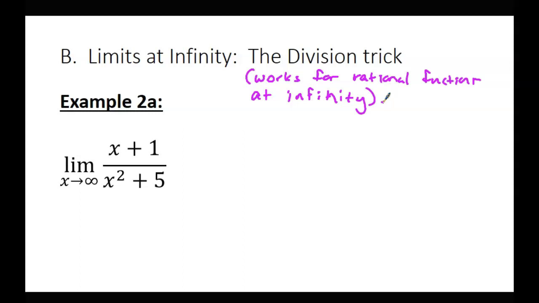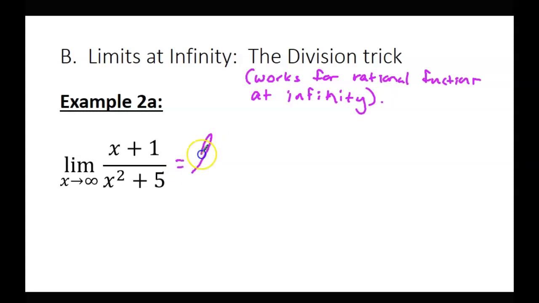Here is the division trick. Ready? You're going to divide every term by the term in the denominator that has the biggest power. So what term in the denominator has the biggest power? X squared. So I'm going to divide everything by x squared. Now, whenever you do something at the top and the bottom of a fraction equivalently, does that change the fraction? No. It just changes the way it looks. So it's a totally legal math move.